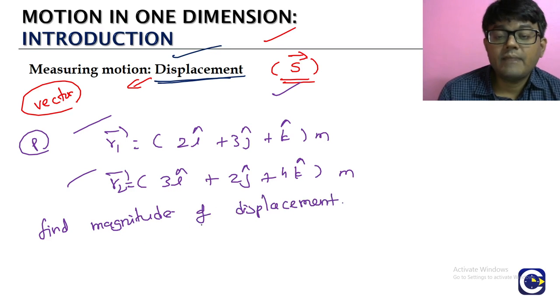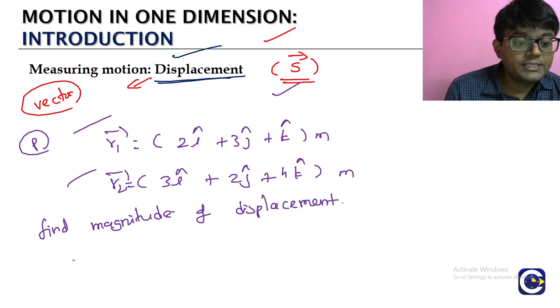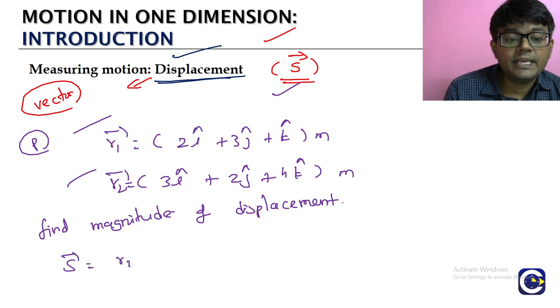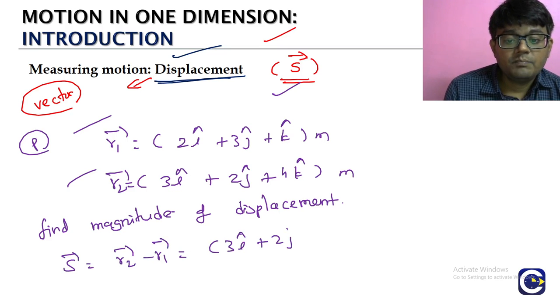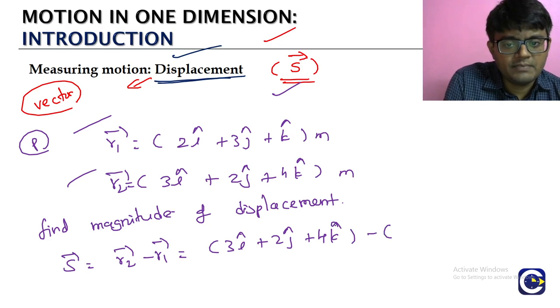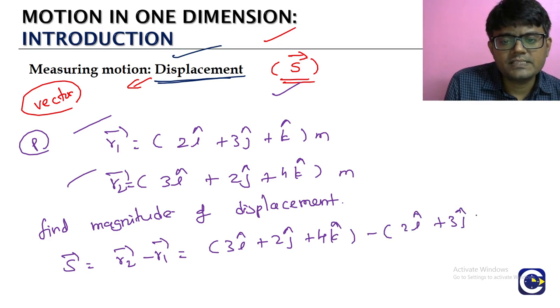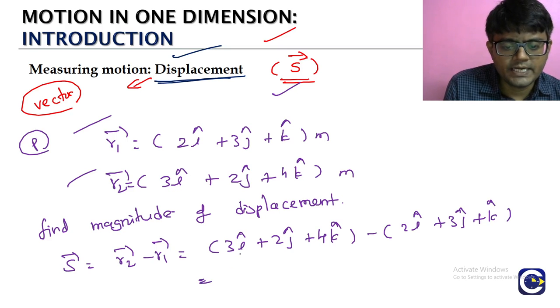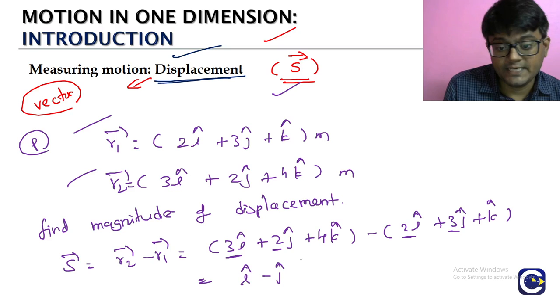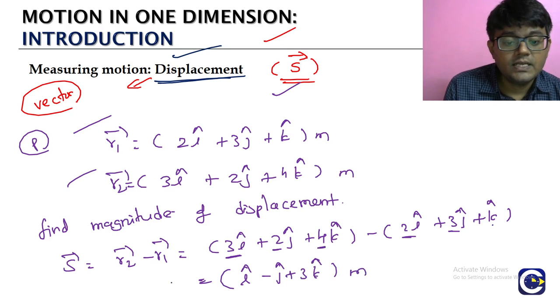What are we supposed to find here? We are supposed to find the magnitude of the displacement. So let us see how we are going to do. Straight away, the displacement vector is given by the final position vector minus initial position vector, which means 3i plus 2j plus 4k minus, I will keep the units aside for some time because both are anyway in meter, minus what is r1? 2i plus 3j plus k. So look at it, 3 minus 2 is 1, into i is i. 2 minus 3 will come minus 1, so it will be minus j. 4 minus 1 will be 3k. So this is our displacement vector.